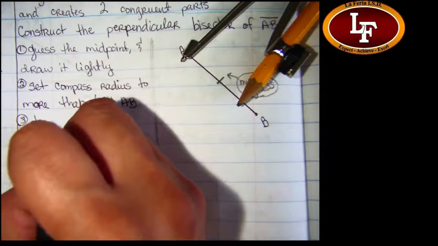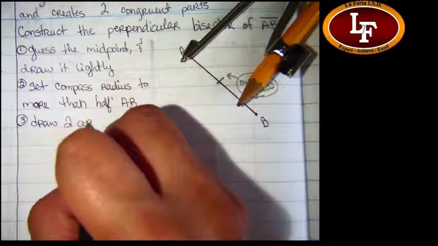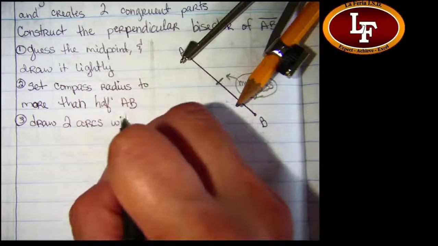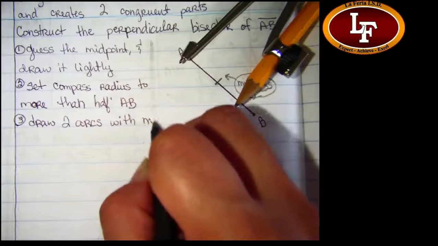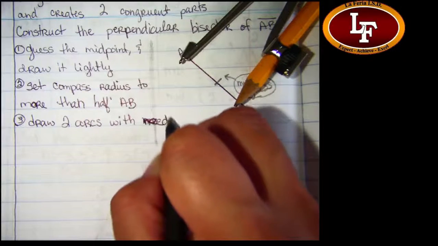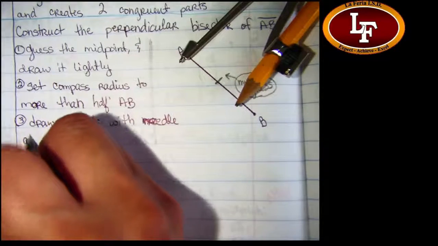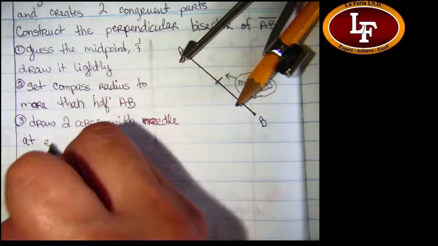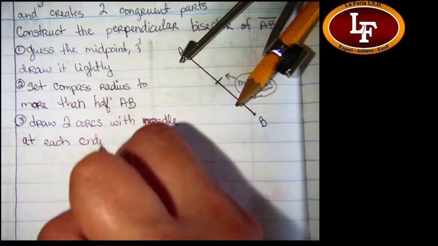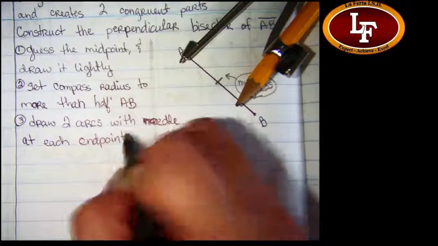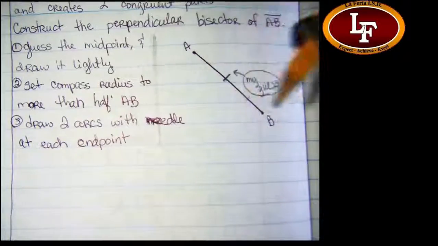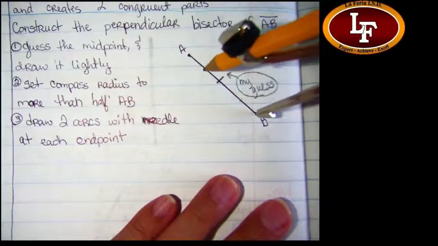Using your compass, you're going to draw two arcs for me, please. But please make sure that they are big. And make sure that the needle of your compass is at each endpoint. So you're going to draw one arc at one endpoint, and then without moving your compass radius, you're going to draw an arc at the other endpoint.